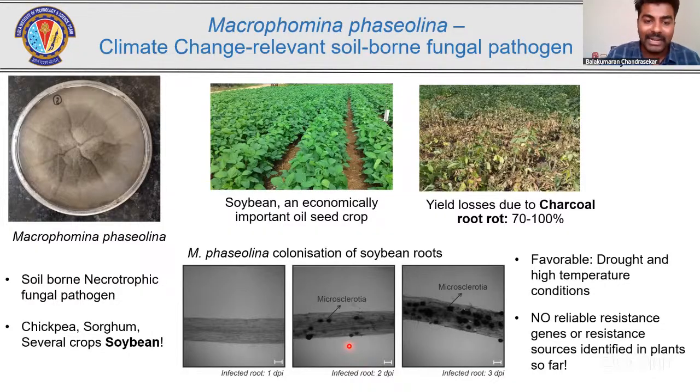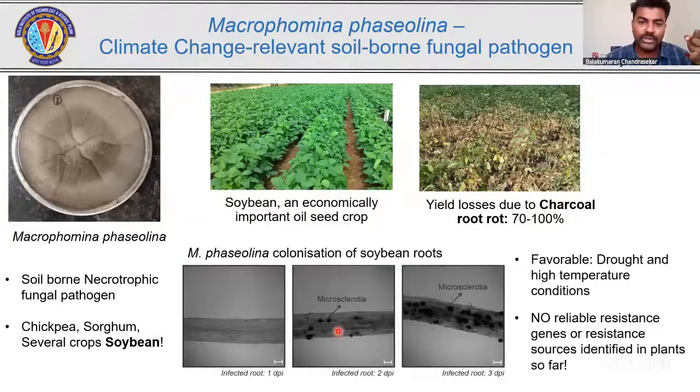So the model plant we are using in the lab is soybean. Soybean is an economically important oil seed crop, and I have already told you that Macrophomina is a very important pathogen for soybean. So once it colonizes the root, and this is the colonization we have done in our lab on a soybean plant, under proper infection conditions like 2 dpi and a high temperature, it forms microsclerotia in the intercellular space.